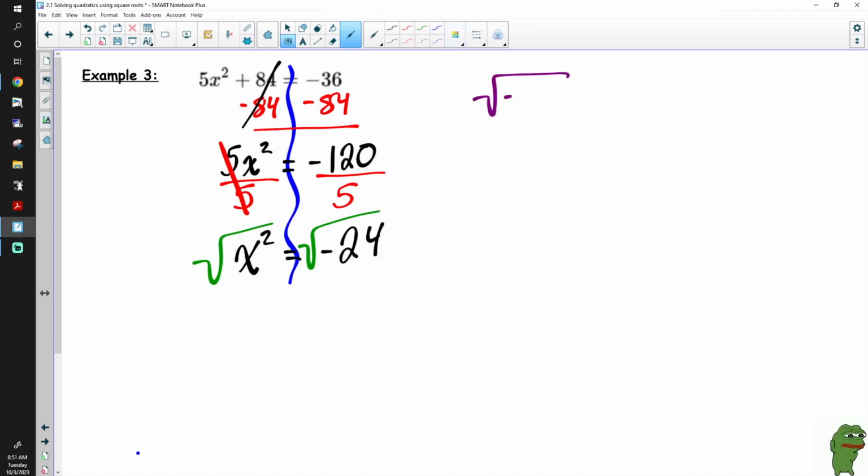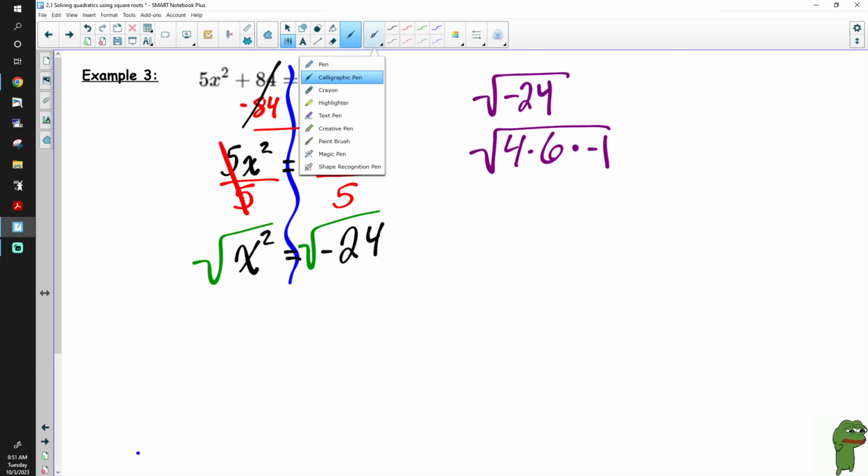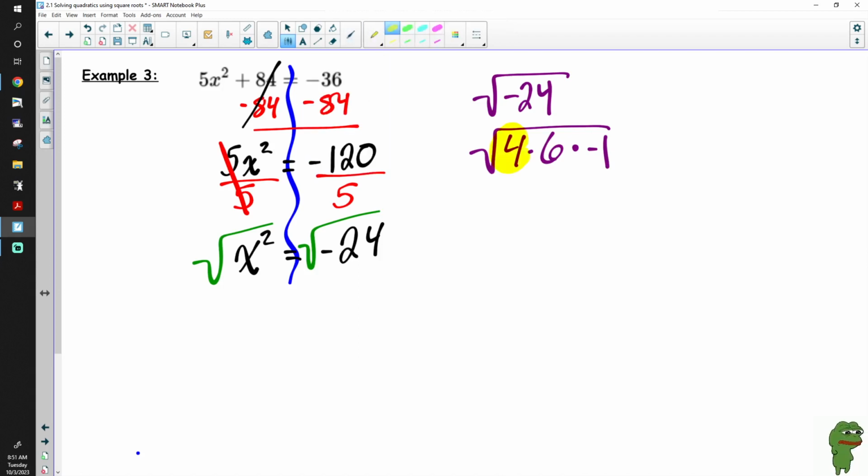Square root of negative 24. Can I divide 24 by a perfect square? 4. So we're going to split this into 4 times what? 4 times 6, but I need one more thing. A negative 1. 4 times 6 is positive 24. It's negative, so I need to add the negative 1. I know 2 of these square roots. I know this one, and I know this one.